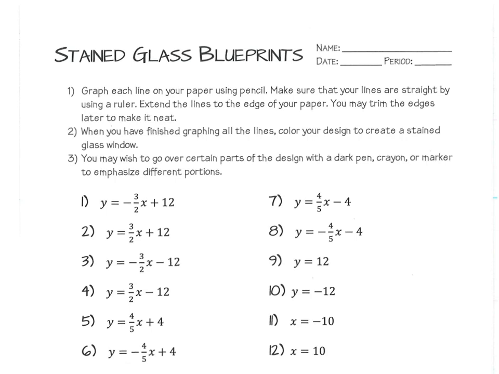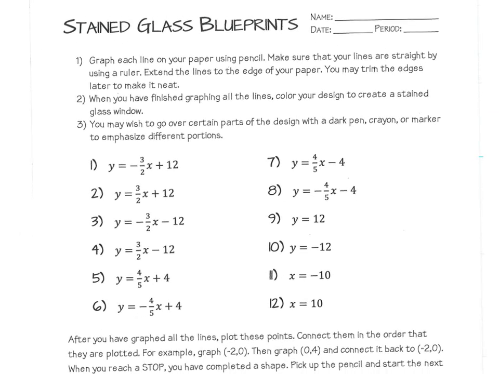And then once you're done with your lines that you have made, you're going to color the design in however you wish. You can go over certain parts of the design with a dark pen, crayon, or marker to emphasize different portions, but please do not start coloring until you're done graphing.